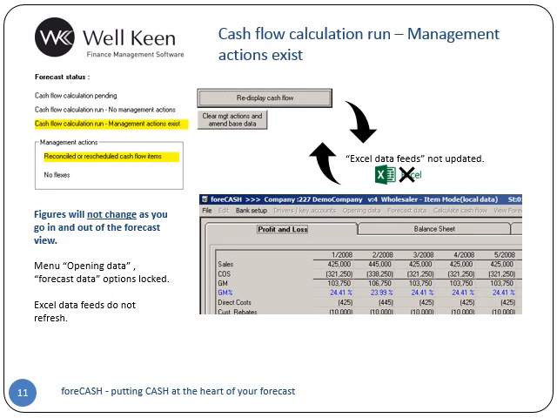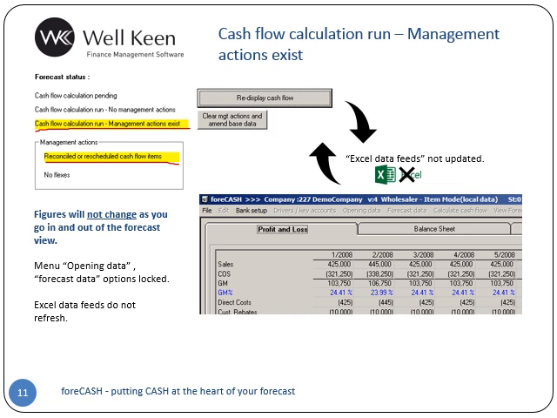If you'd carried out some management actions within your forecast, for example by dragging and dropping a payment, then when you close the view from the detailed forecast sheets, you'll see that the forecast status is now at the third level. Cash flow calculation run, management actions exist, and below that a note of the type of management actions which are present in this forecast.